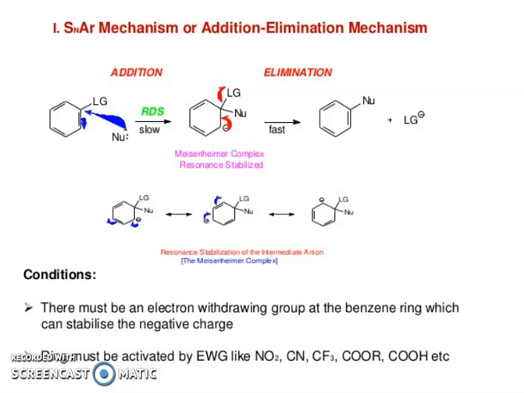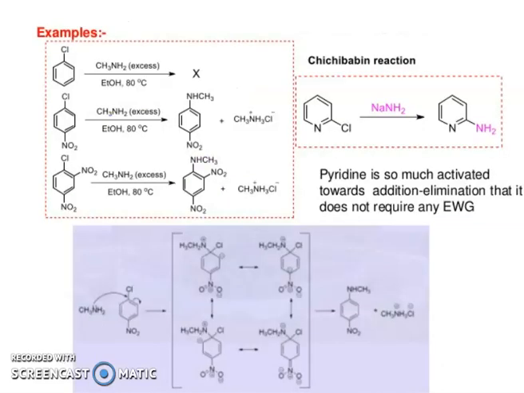structures. So the condition is there must be electron withdrawing groups on the benzene ring which can stabilize the negative charge. The ring must be activated by electron withdrawing groups like NO2, cyanide, CF3, COOR, COOH, etc. You can see examples. Excess ethanol, 60 degrees Celsius, formation of these products. Then you see the chlorine.